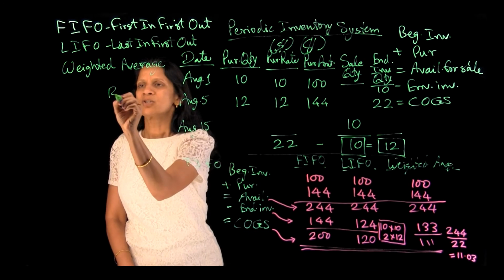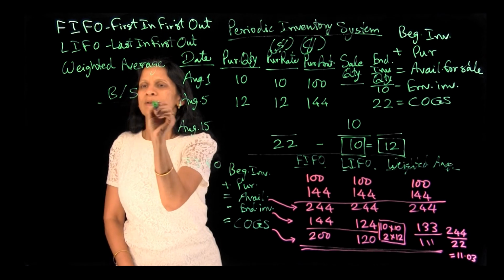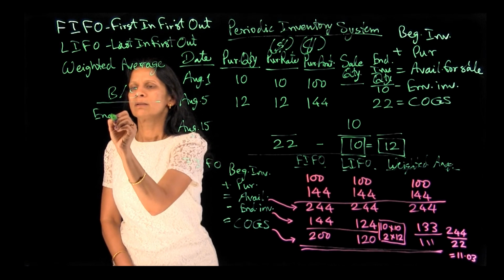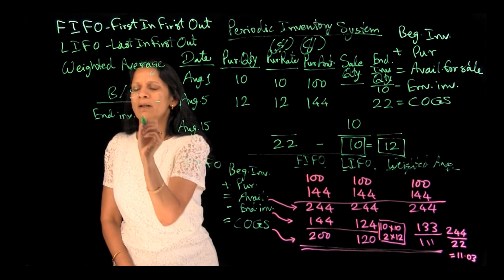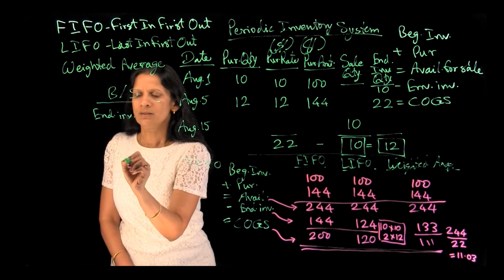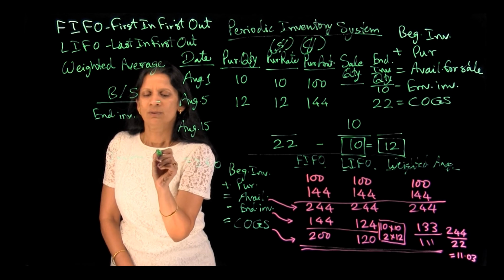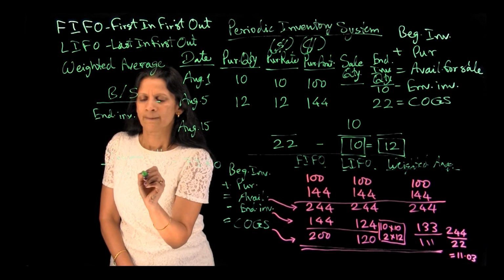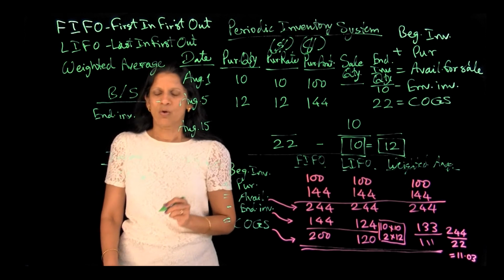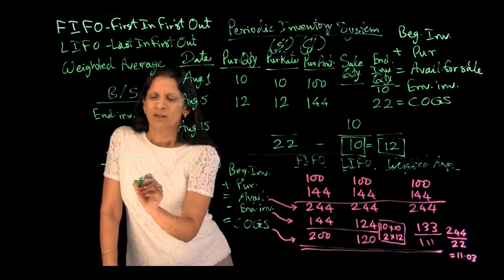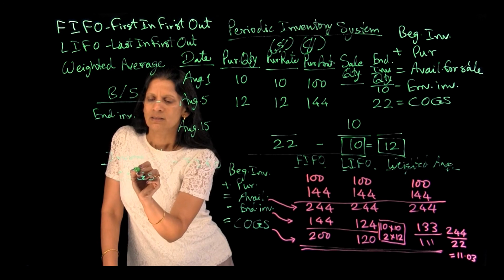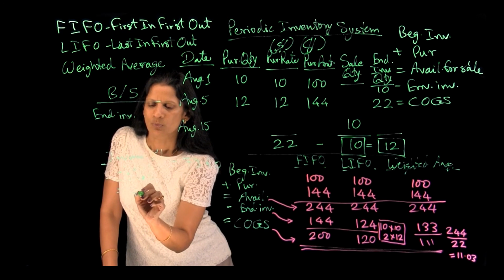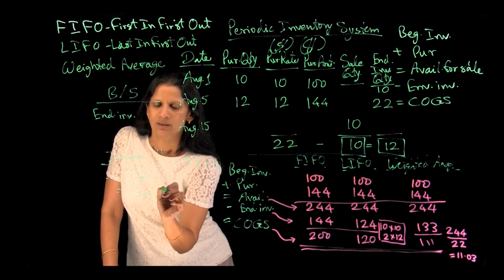In your balance sheet, you will be showing the ending inventory, right? And in your income statement, you will be reflecting the cost of goods sold. So what is the effect of cost of goods sold? Sales minus cost of goods sold is your gross profit, correct?